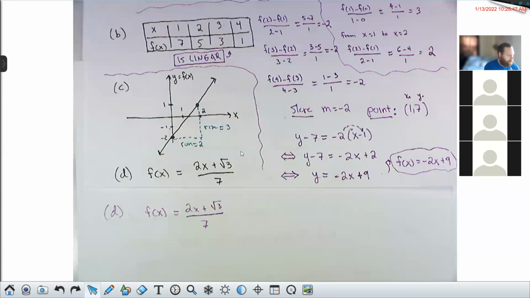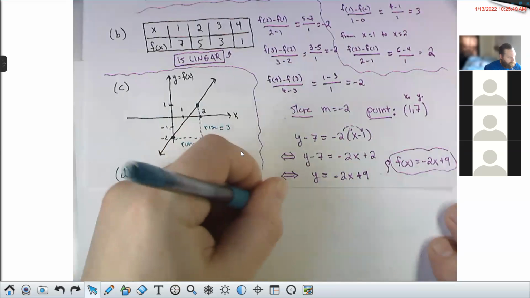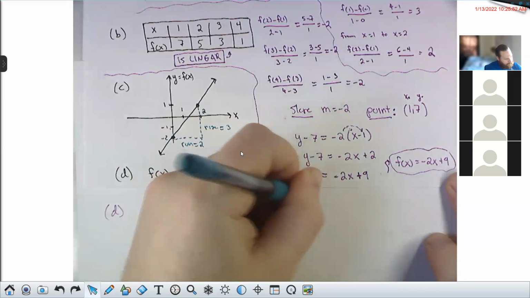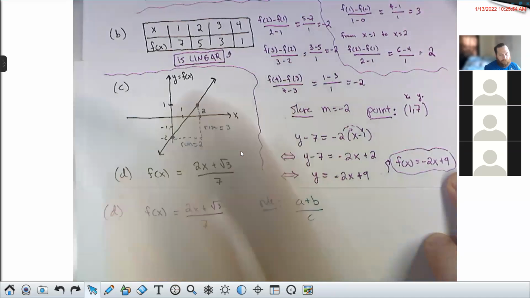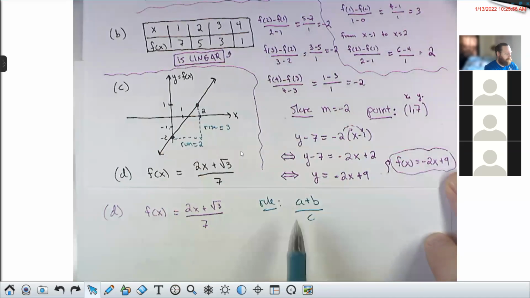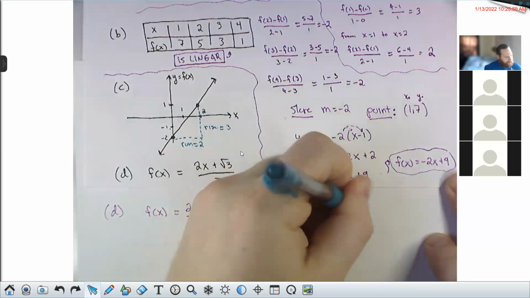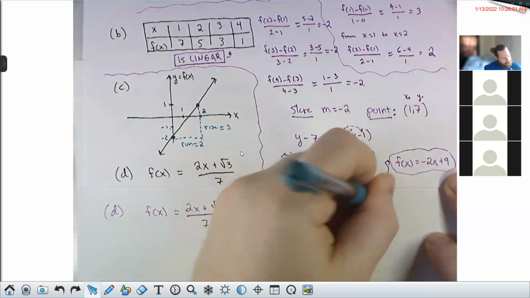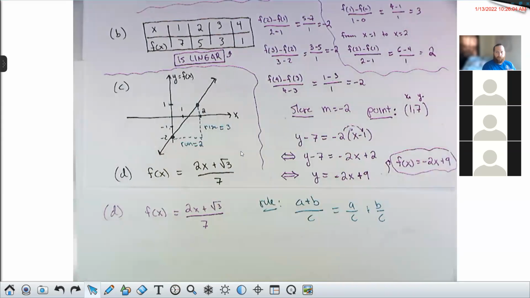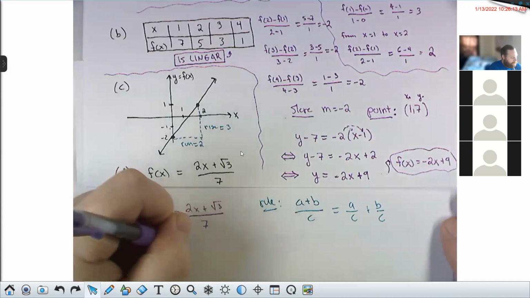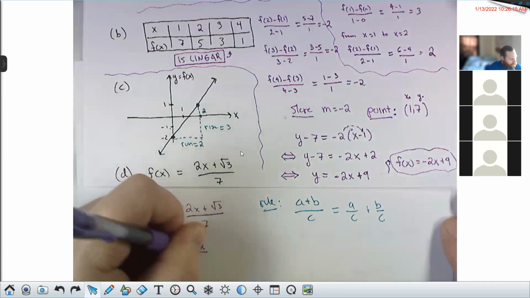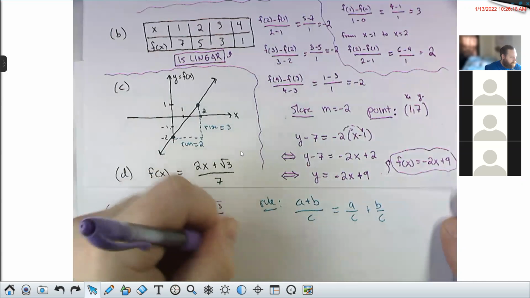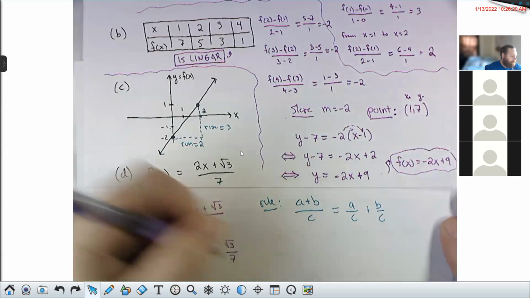There are some algebra rules we'll use. If I have a fraction, 2 terms upstairs, I can split that up. It's just like having a common denominator, but backwards, right? So I can write this as 2x over 7 plus the square root of 3 over 7.